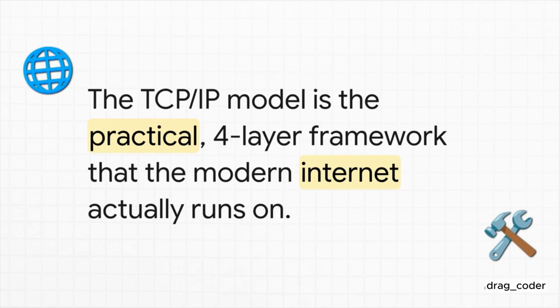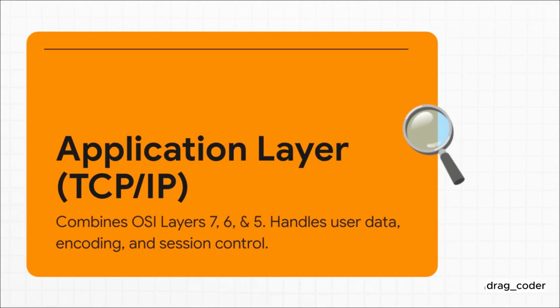It basically takes all those core concepts we just learned from the OSI model and condenses them down into 4 practical layers that just, well, they get the job done efficiently. So the TCP/IP model kicks things off by bundling the top 3 OSI layers. That's application, presentation, and session, all into a single application layer. This one layer handles everything from the user interface to formatting the data and managing the whole communication dialogue.